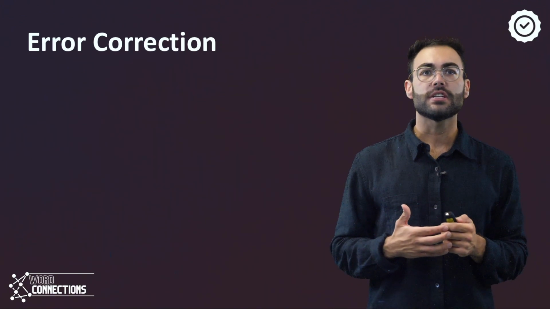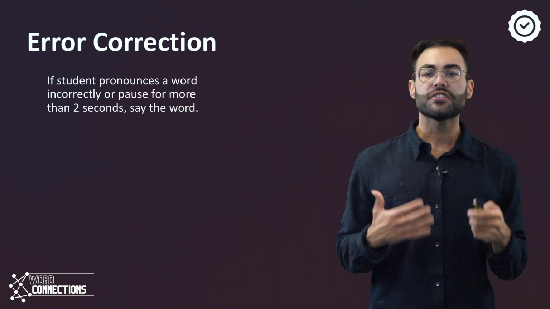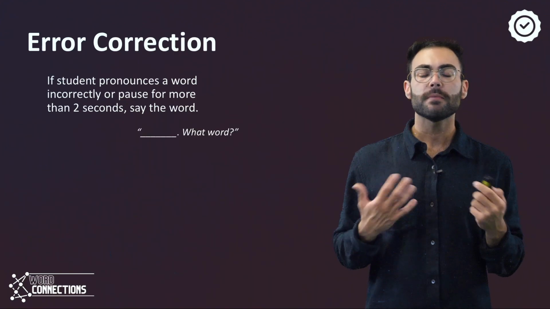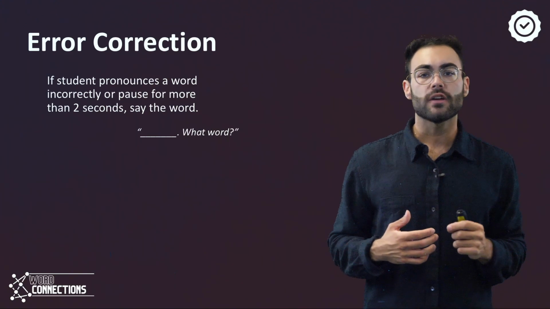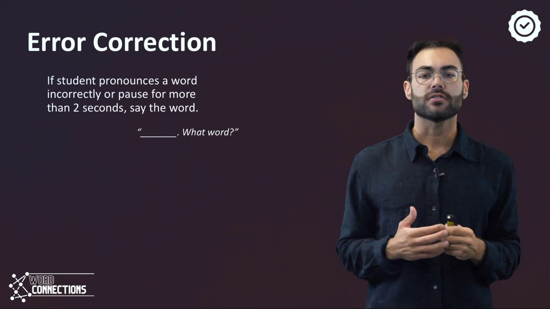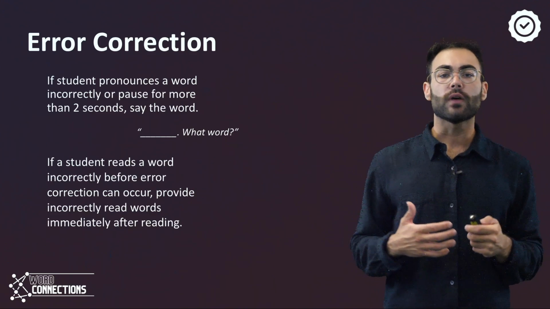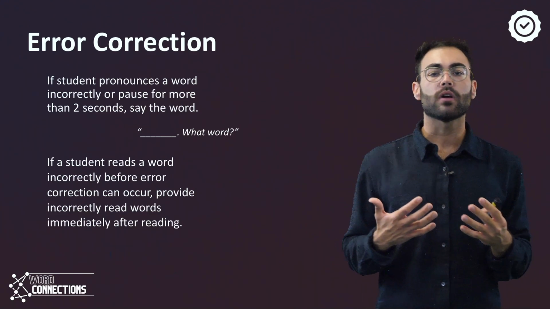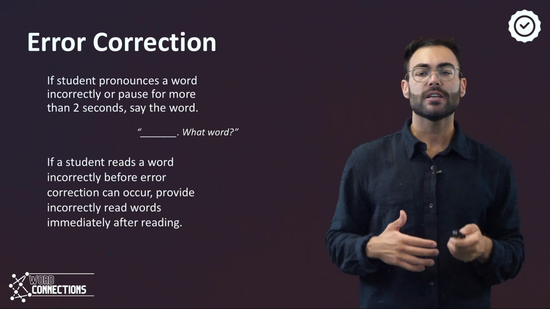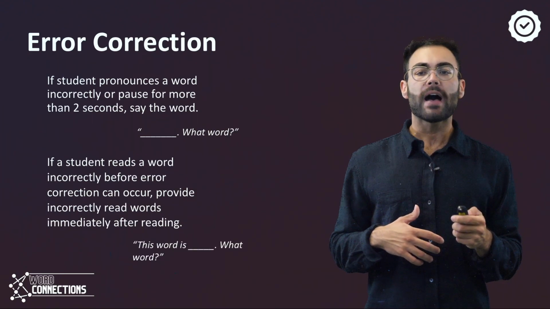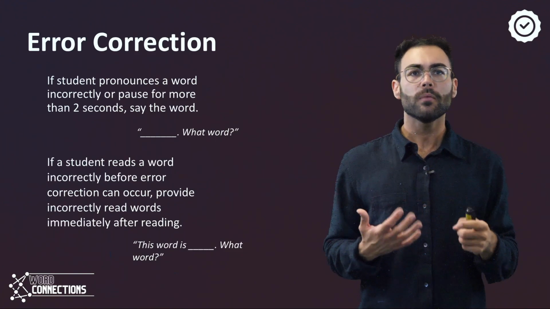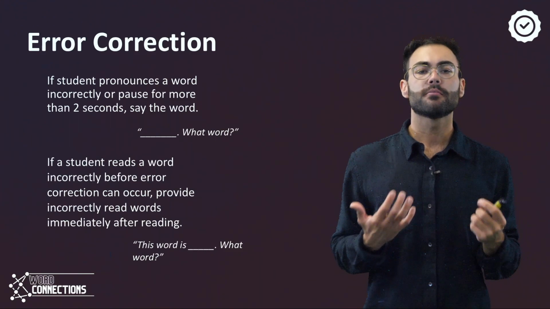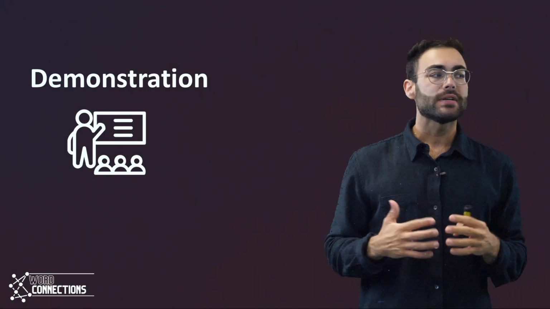Here are the error correction procedures for text reading. First, if a student pronounces a word incorrectly or pauses more than 2 seconds, you can provide the word. This might sound something like, "Oh, that word is international." What word? International. If a student reads a word incorrectly before error correction can occur, or it's a little unnatural, you can provide incorrectly read words immediately after reading. So you could say something like this. Let's go back. This word right here is international. What word? International. This word right here is predator. What word? Predator. Now time for the text reading demonstration.